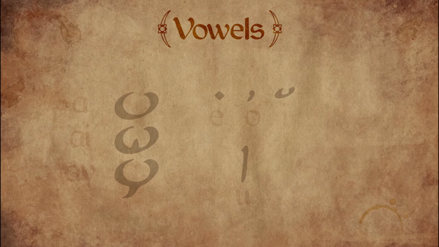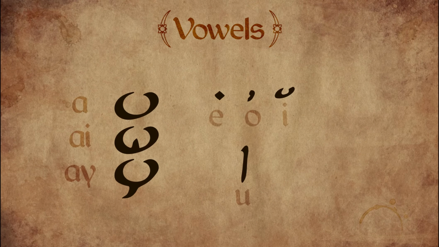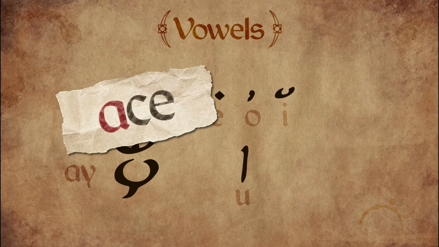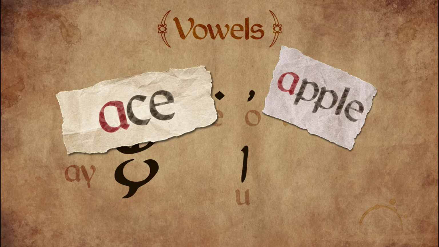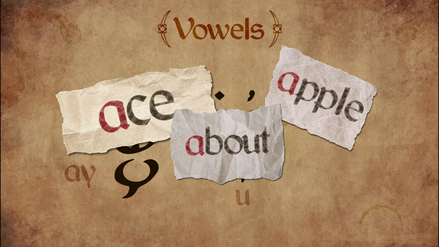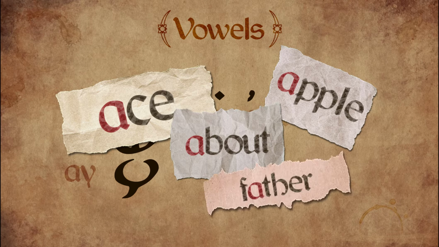Let's start off with vowels. While all of these sounds exist in English, one must keep in mind that in Ta'agra, each vowel makes only one sound. In English, for example, the letter A can sound like A in ace, A in apple, in about, or the longer A in father. In Ta'agra though, Aho will only ever make the long A sound.